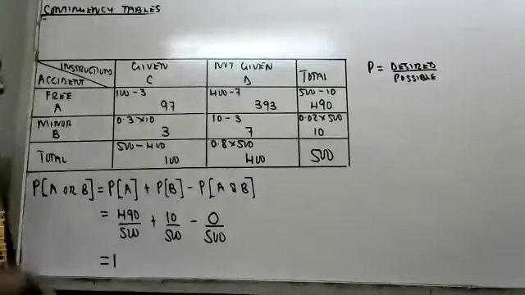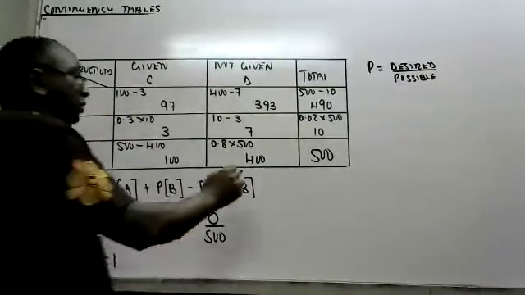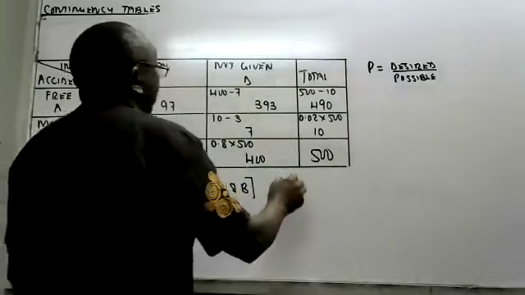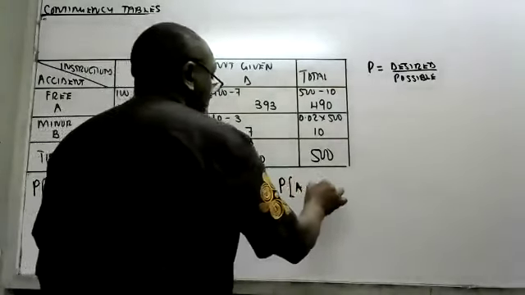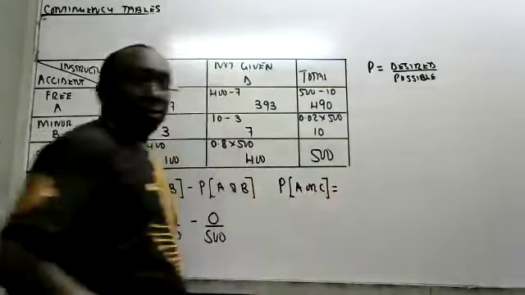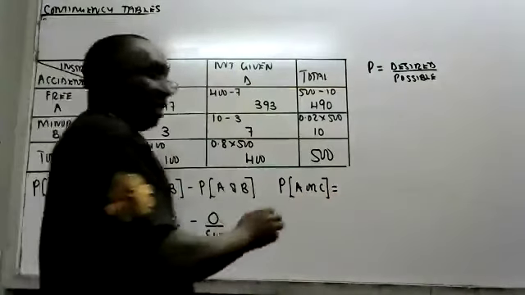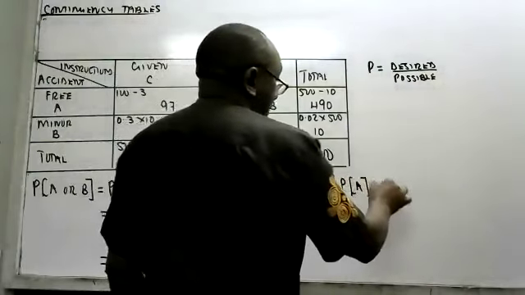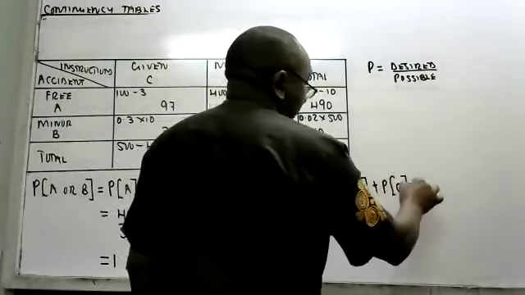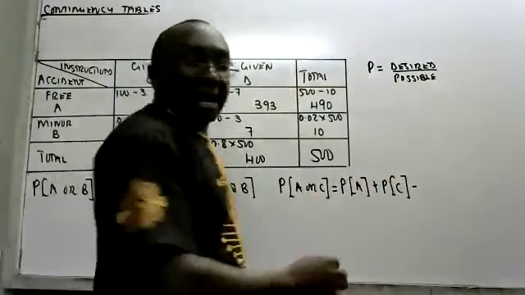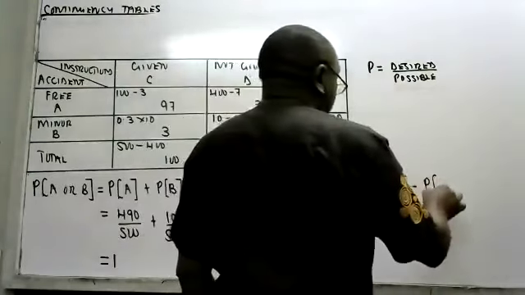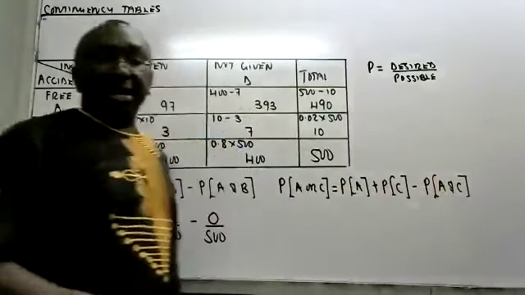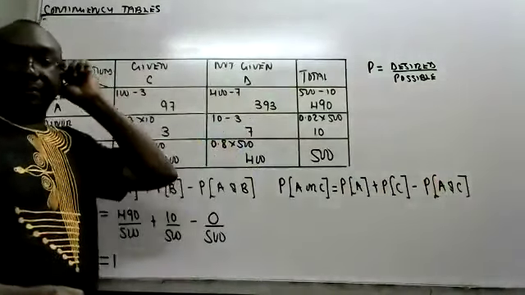Yeah. So now, if we are told to give us probability of A or C, it is the probability of A plus probability of C minus probability of A and C.